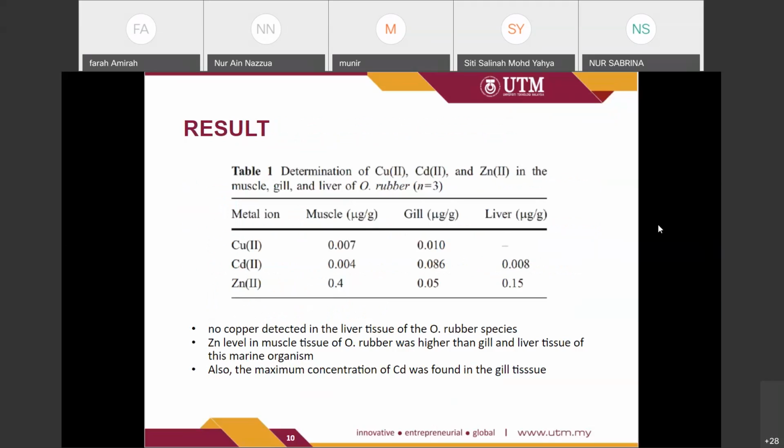Okay, as for the results of this study, table 1 shows the determination of copper, cadmium, and zinc in the muscle, gill, and liver of O. ruber. As you can see, there is no copper detected in the liver tissue of the O. ruber species, and the zinc level in the muscle tissue of O. ruber was higher than the gill and liver tissue of this marine organism. Also, the maximum concentration of cadmium was found in the gill tissue with 0.086 microgram per gram. Next.